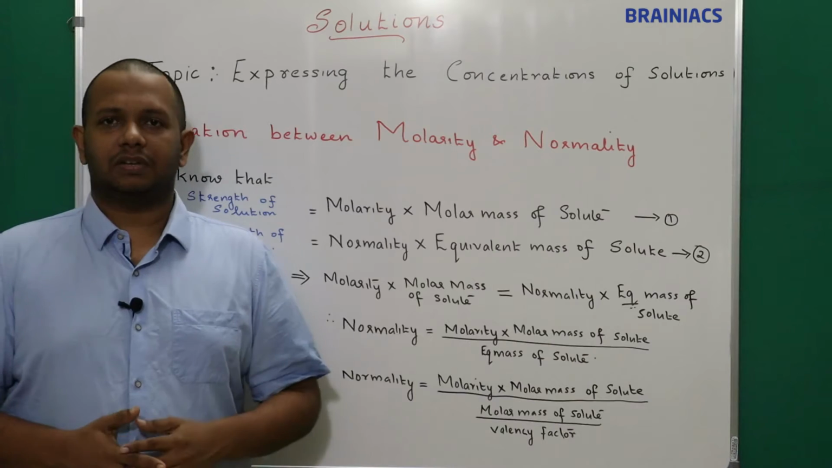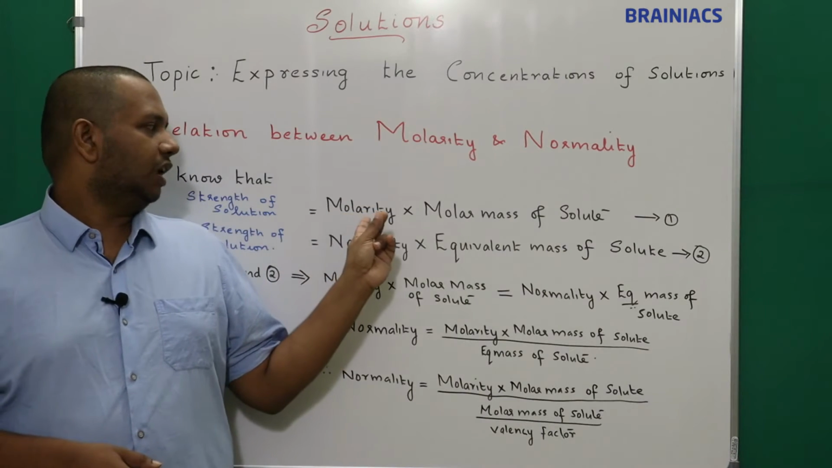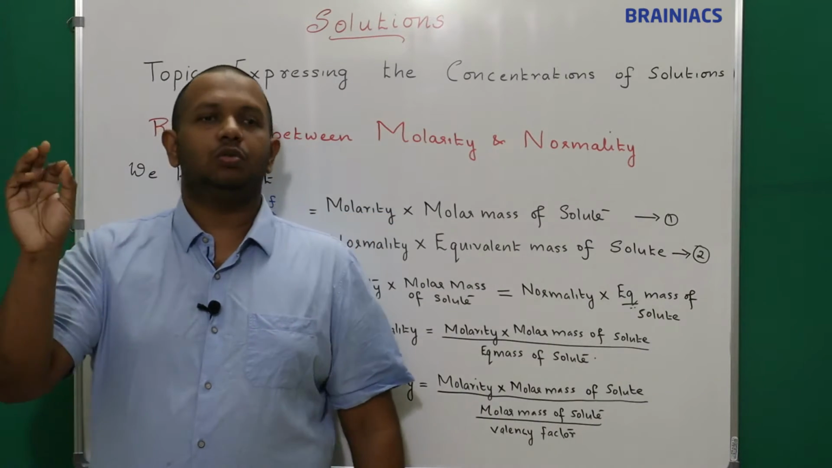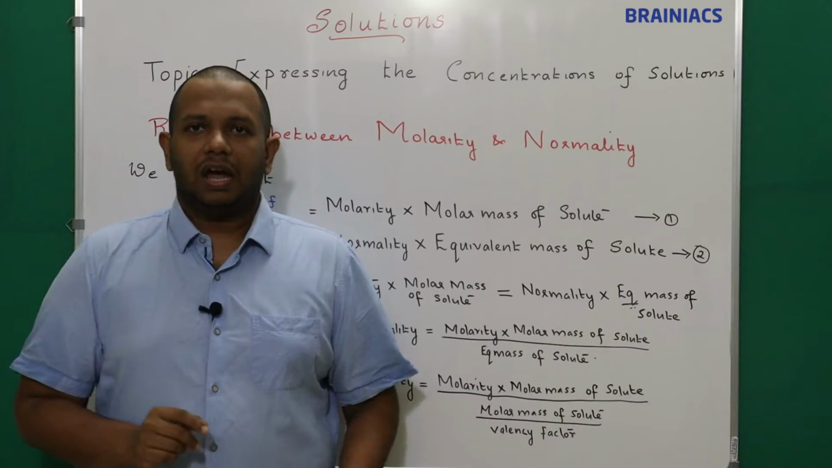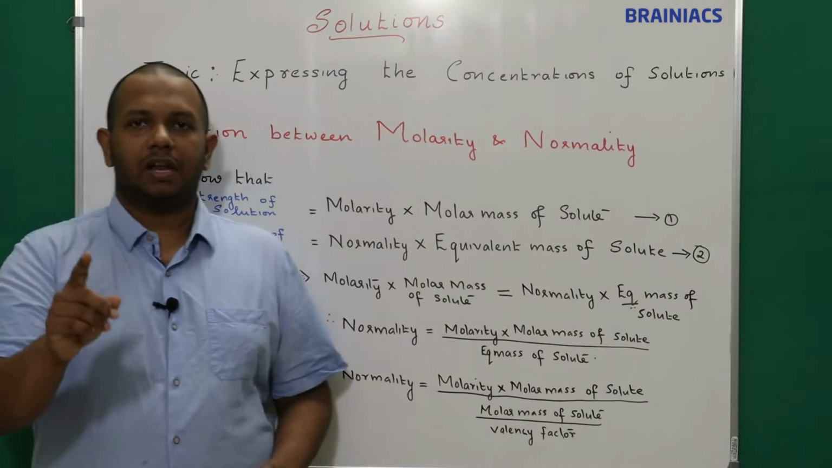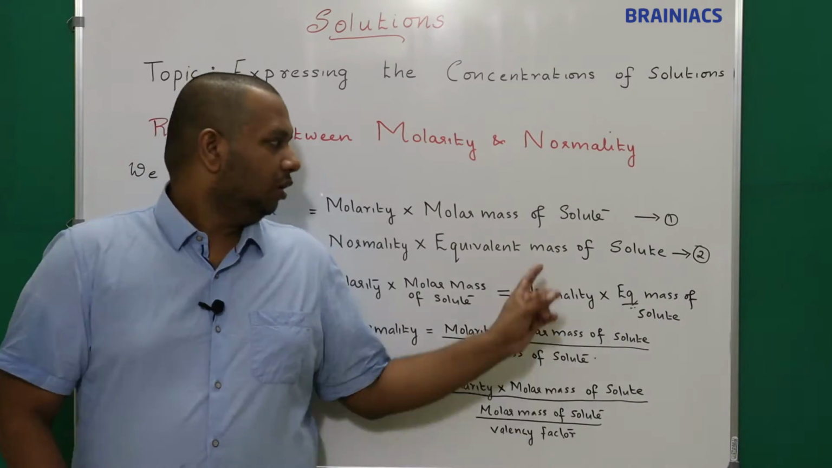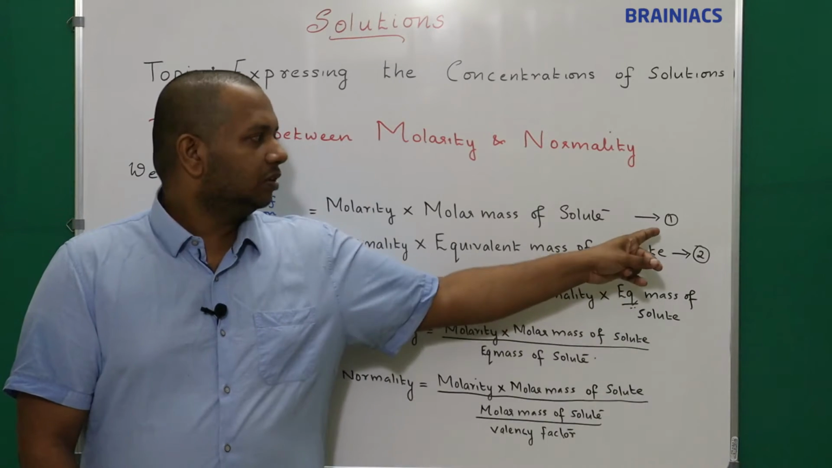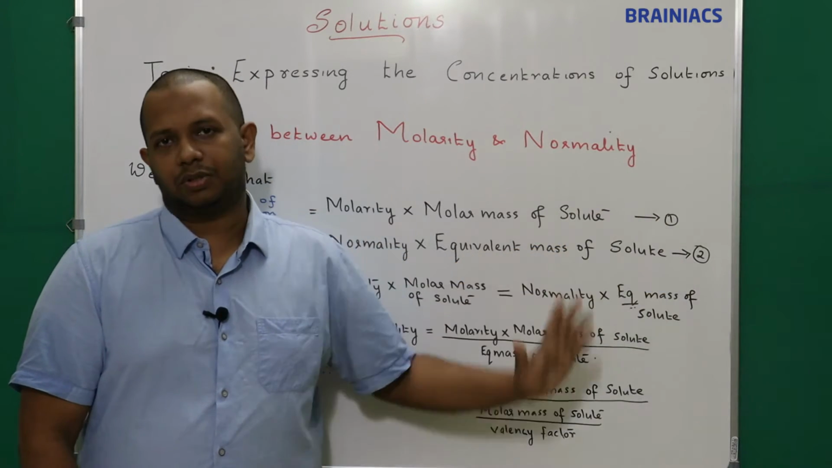Two ways I have represented here. The strength of the solution can be written as molarity into molar mass of the solute, and another way of representing it is strength of the solution equal to normality into equivalent mass of the solute. I consider these as equation 1 and equation 2.